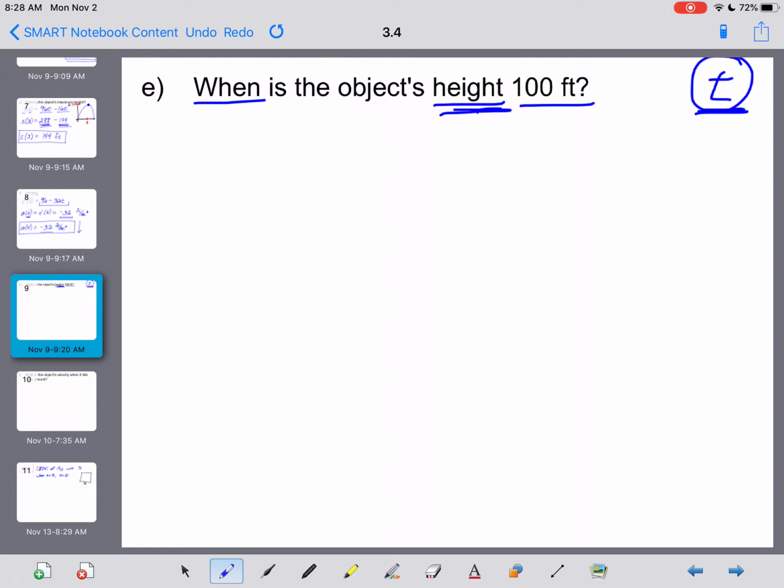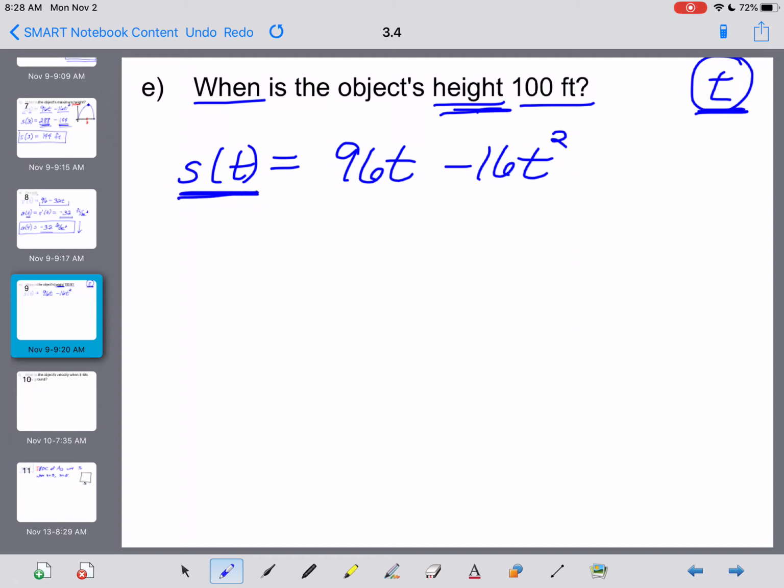Okay, so height is another way of saying position. So I'm going to go back to my position function now, s of t, which was equal to 96t minus 16t squared. And we want to know, when is that height equal to 100 feet? So now, everybody, this is a quadratic equation that we have to solve.